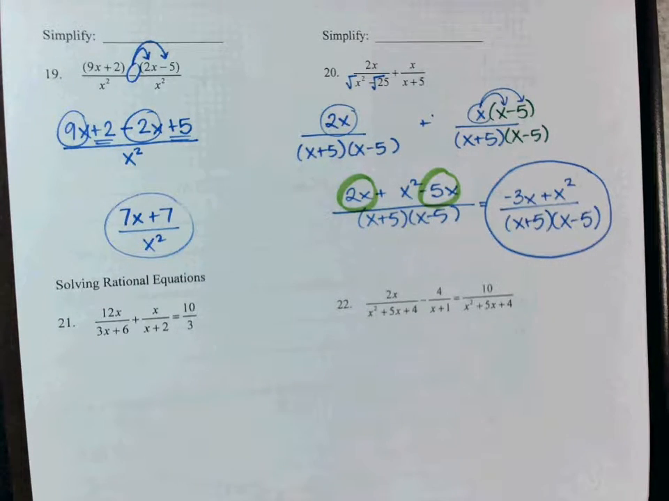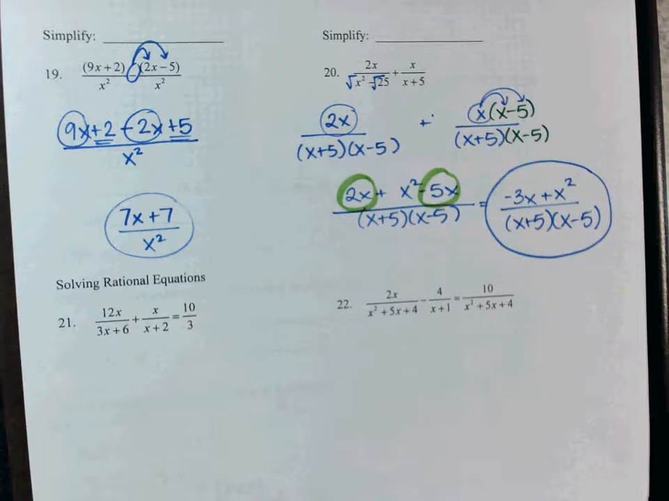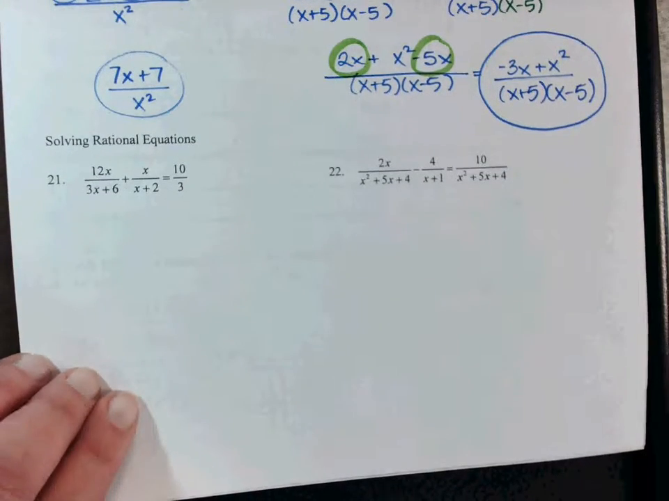Good question. He said, how do I know if you're solving? If it has an equal sign. So look at the very next one down here. If it has an equals, that's where you can cross out the denominator on both sides. So let's just do 21. Take a look at it.